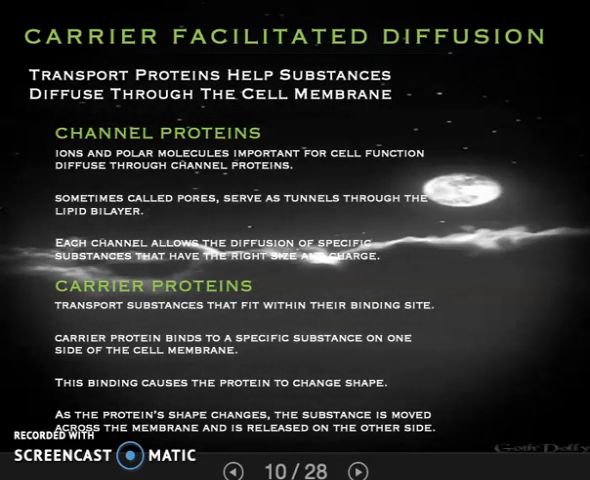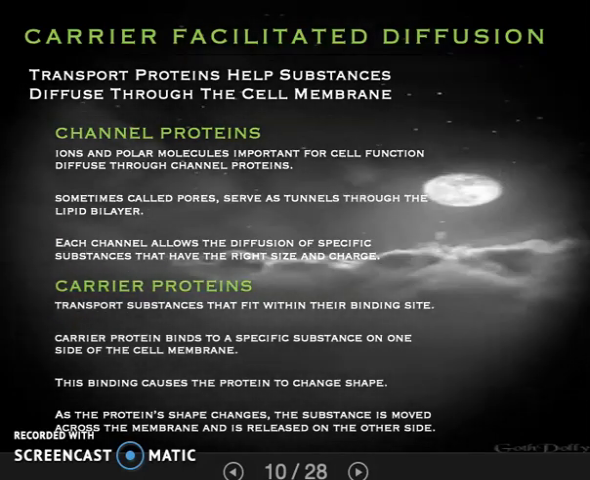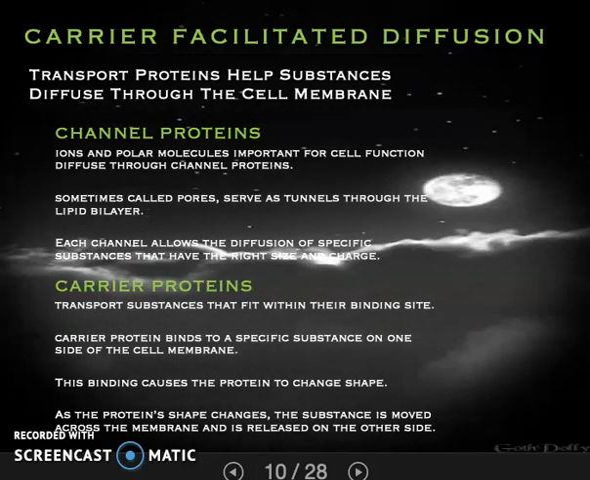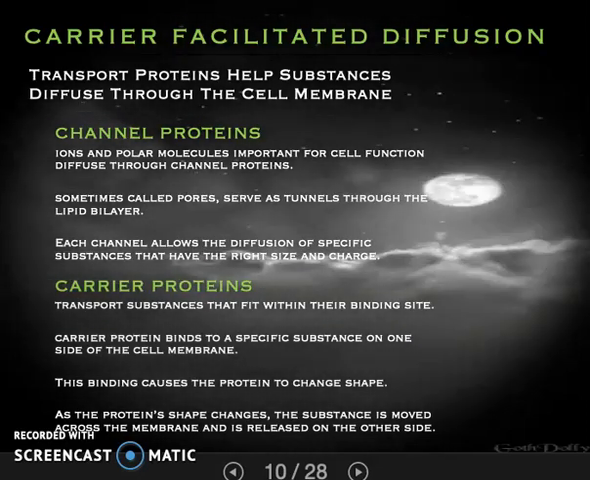For larger molecules, we have carrier proteins. And so, for instance, we talk about glucose. Remember, glucose is very large and very polar. How do I get it across? Well, I use a carrier protein.